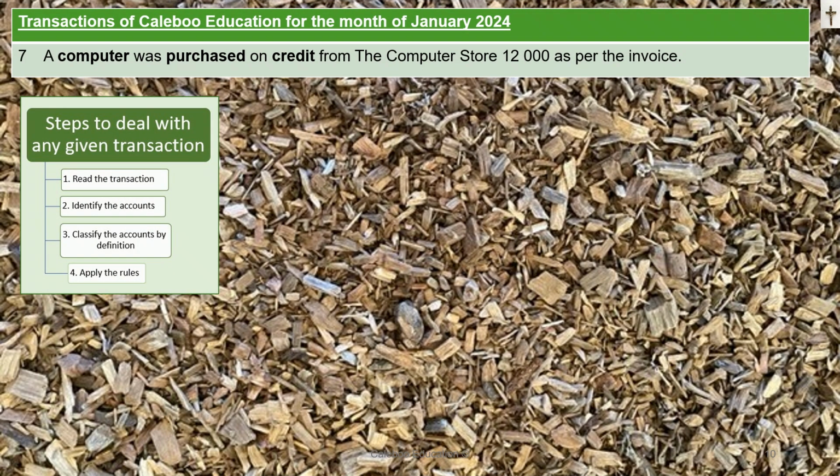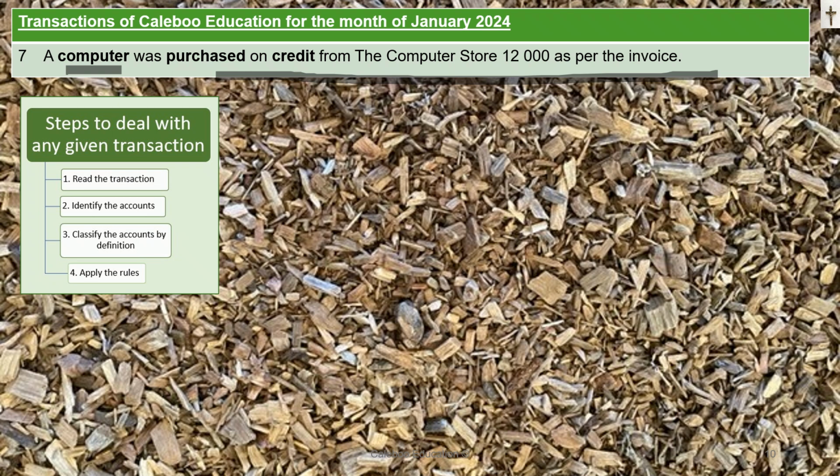Next, a computer was purchased on credit from the computer store. So we're getting the computer and we're going to pay at a later date. No cash has been exchanged, right? We haven't paid for this. We bought it on credit. Get computer now, pay later. So there's no bank involved at this particular point in time because the computer was purchased on credit.